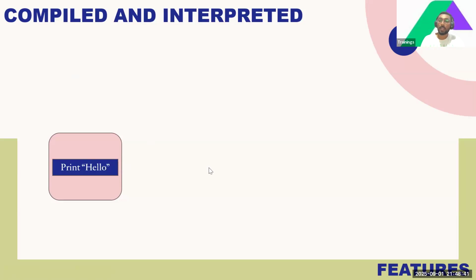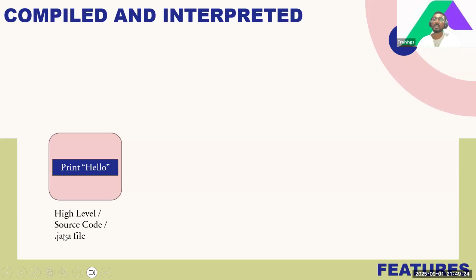Now, print hello is written in high level language. This is the instruction: I am asking my system to print hello on the window. I have written this instruction in the Java language, inside a file. That file is also called source code, and the extension of that file will be Java.